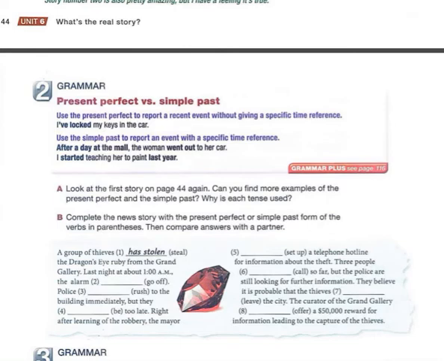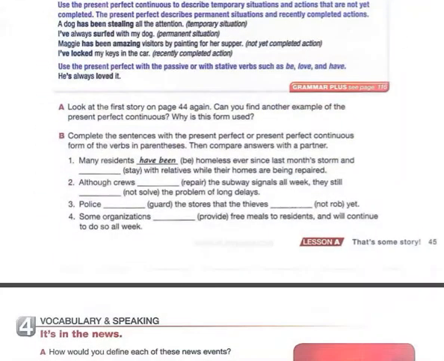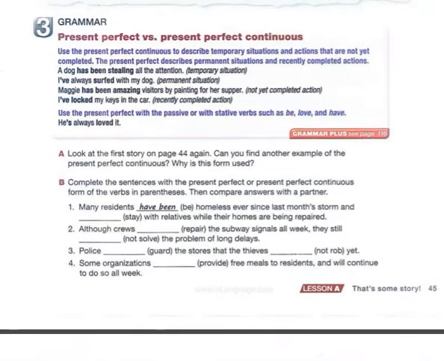So the present perfect is basically to talk about experiences. Meanwhile, with the simple past, you talk about an event that is over, so it's finished, so it's not going to be repeated anymore. And then the next one, well, sorry, present perfect versus present perfect continuous.